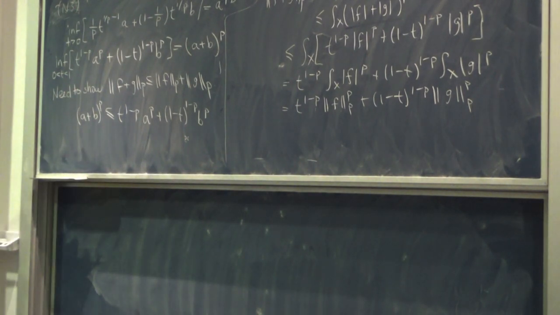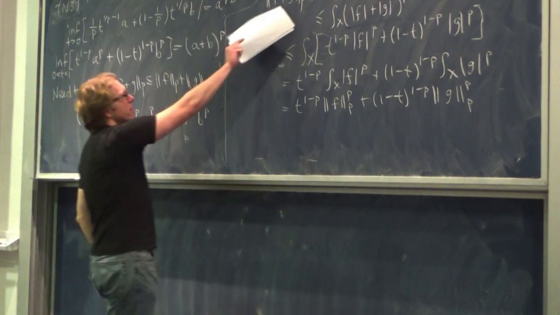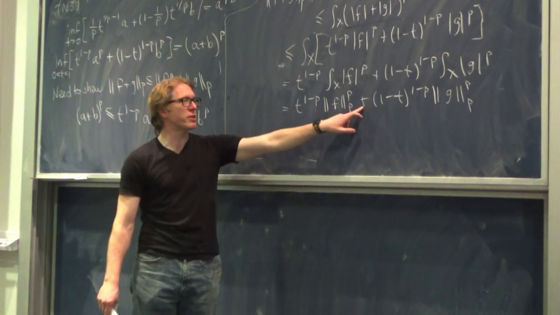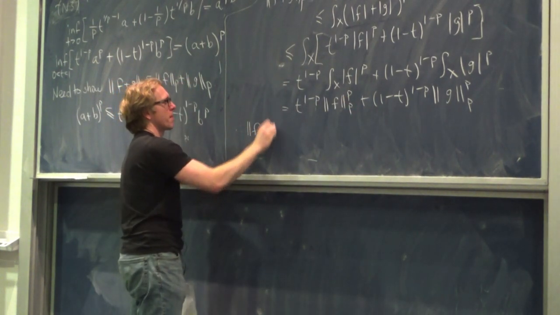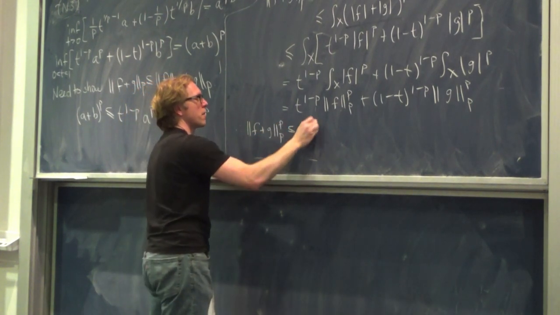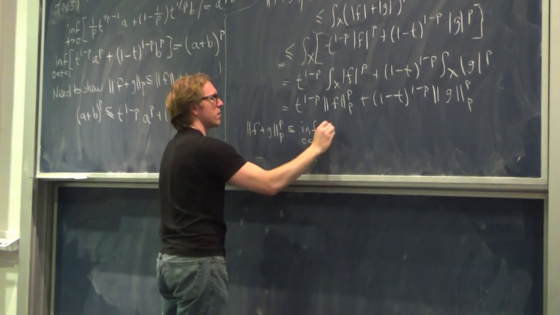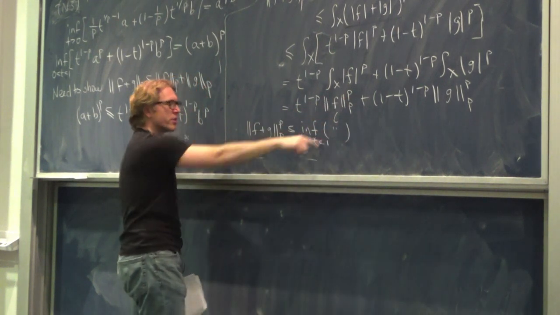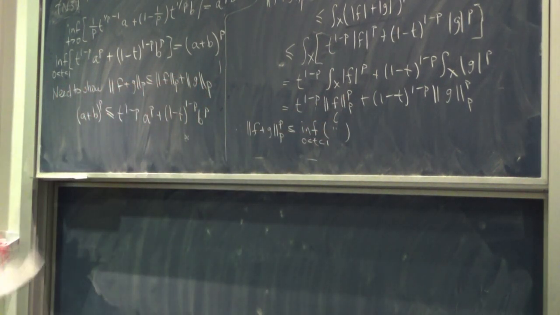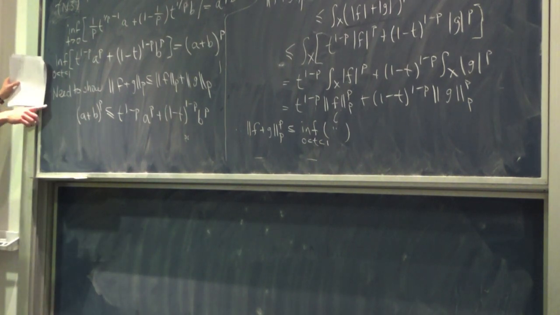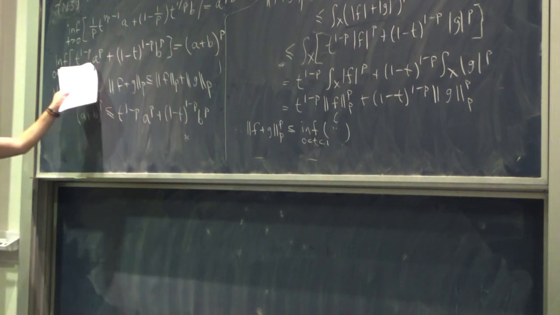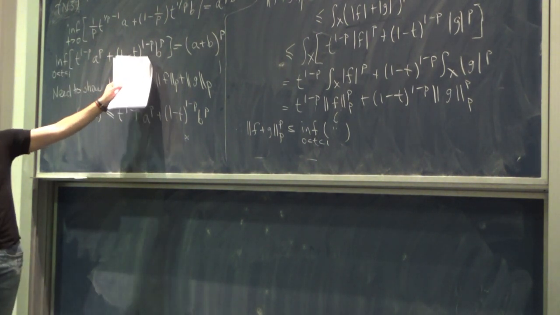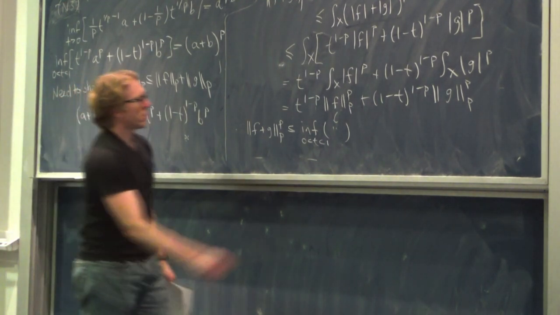All right, but that's true for all t's between 0 and 1. So I've got some fixed number which is less than or equal to this thing for all t's. Therefore, it's less than or equal to the infimum. Stick that expression inside the infimum. But I know what that expression is, because now I've got my a, which is the pth power of the p norm of f, and my b, which is the p norm of g.